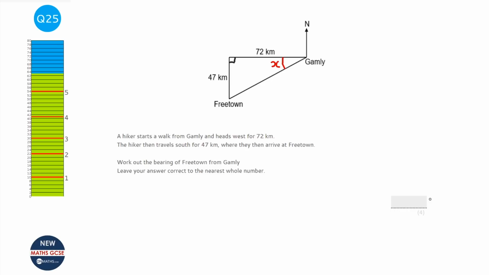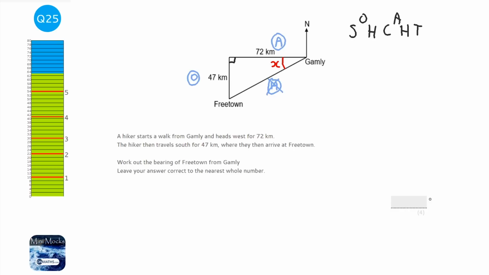Now to find x, we need trigonometry, and to do trigonometry, we need to label the sides. So we've got the opposite here, which is opposite the angle we want. We've got the adjacent here, and we've got the hypotenuse here. Well, the hypotenuse is no interest. We're not looking for it, and we're not given it. So it's O and A. So writing SOHCAHTOA.